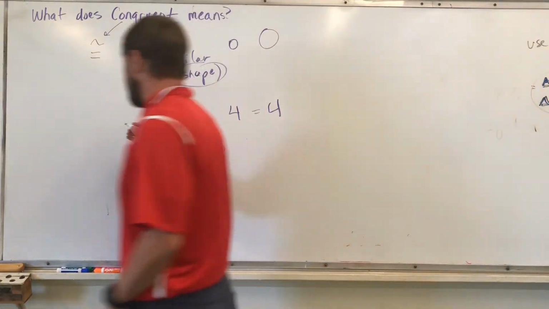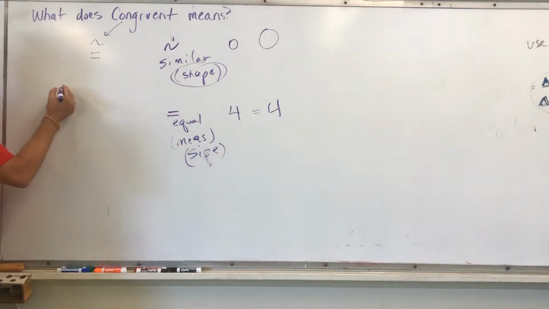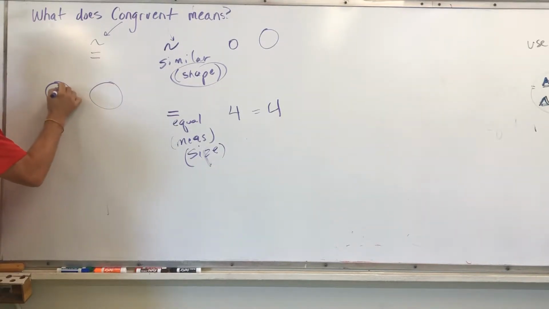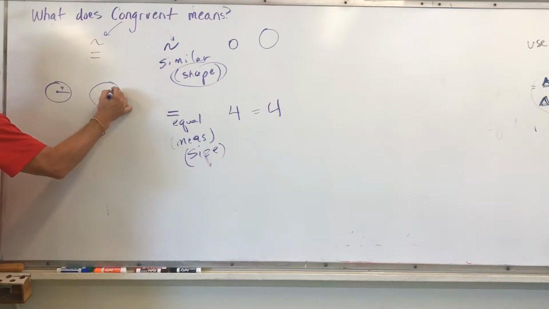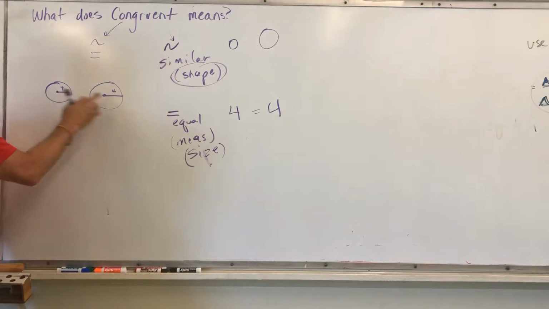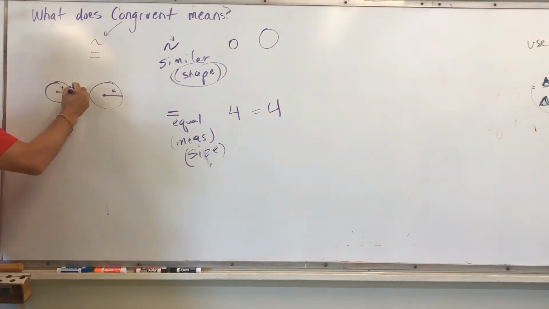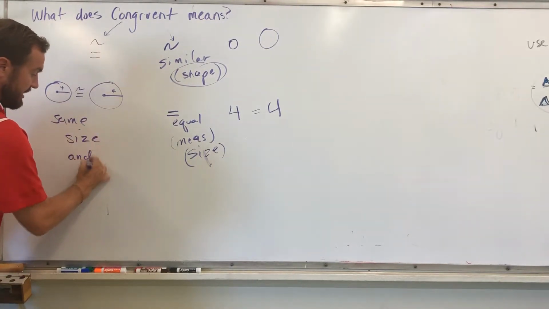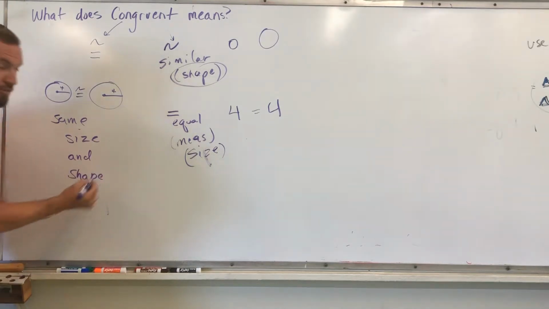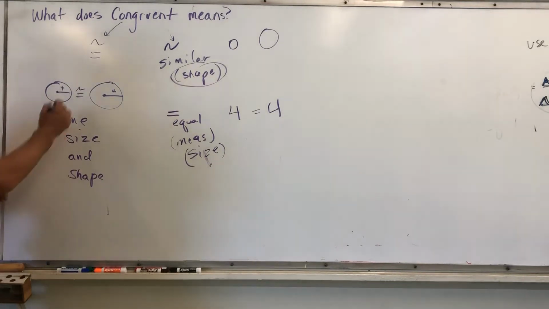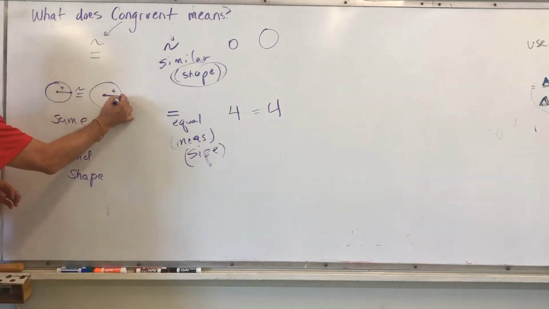Well, what happens when I take a shape and provide a measurement to it to give it size, like this circle here, which has a radius of 4? Then I could say that they're congruent because they have the same size and shape. And that's ultimately what congruent means. Congruent means something has the same size and shape. Again, it has the same measurement, a radius of 4.